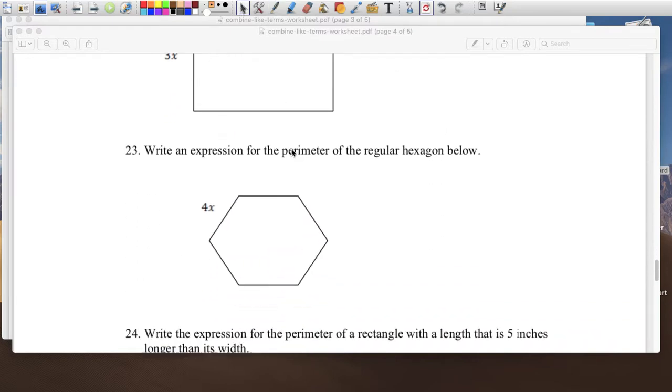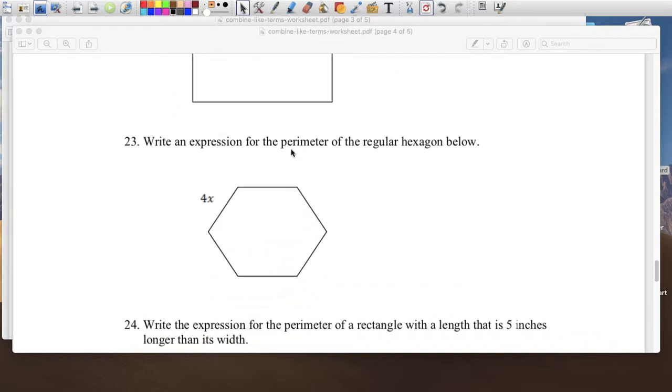It's a hexagon, so it has 1, 2, 3, 4, 5. How many sides? 6 sides. So this is 4x, that's 4x, that's 4x, that's 4x, and that's 4x. We want a perimeter. So now the perimeter, all the sides together, we can take a shortcut here.